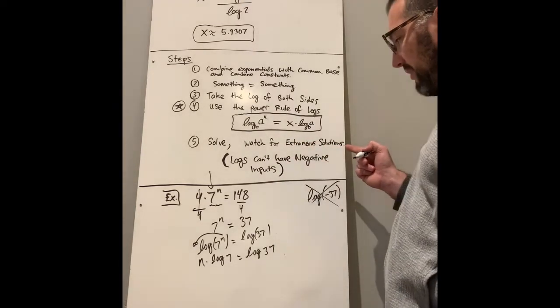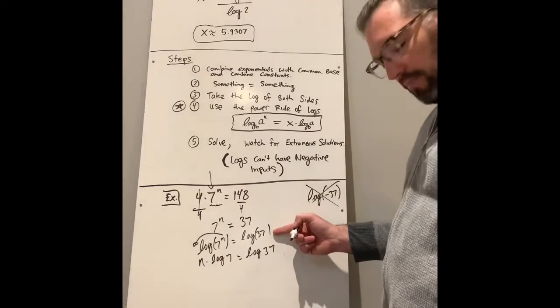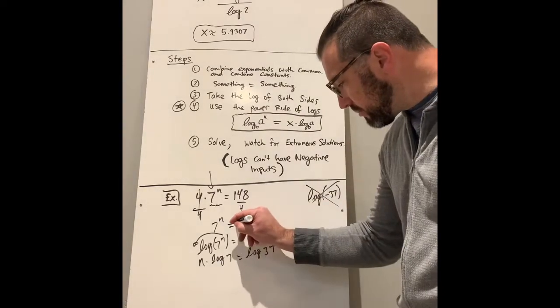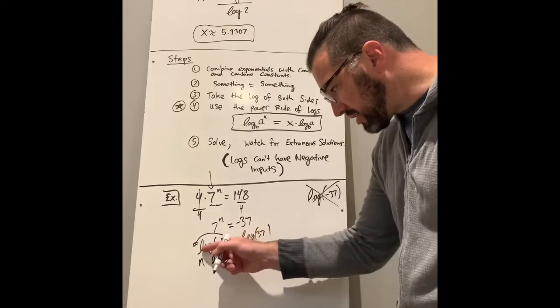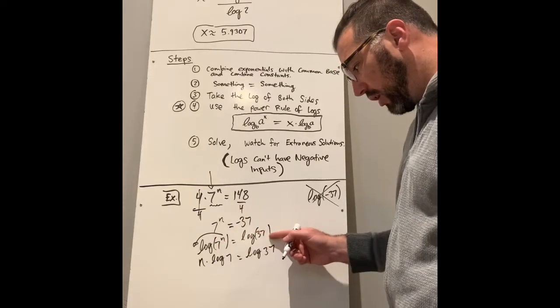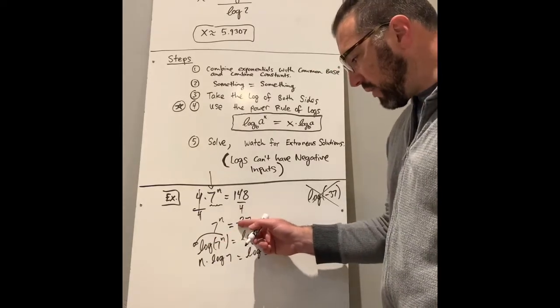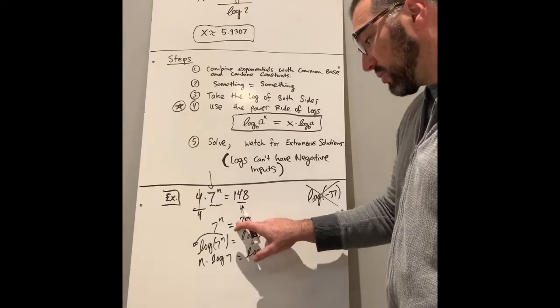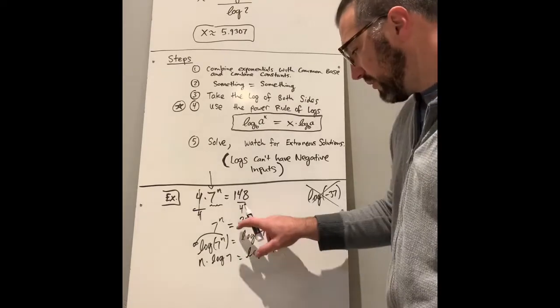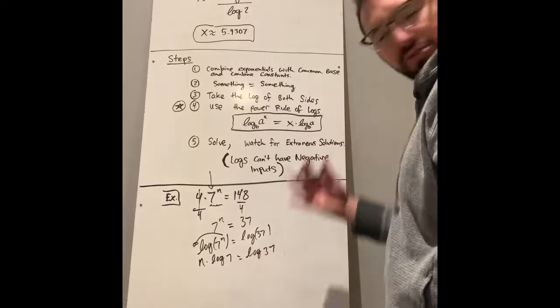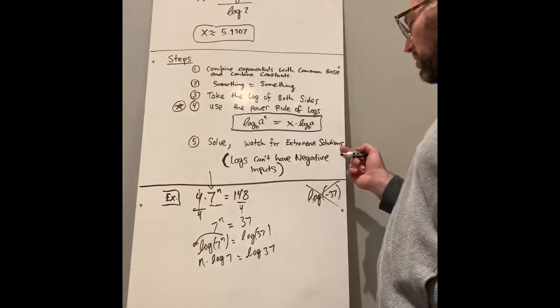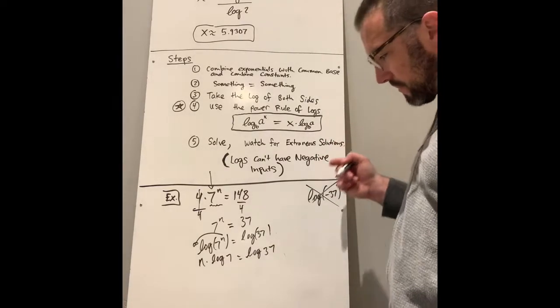And so you still need to watch for that. If you end up having an extraneous solution, it'll be when you get a negative at the stage where you take the log of both sides. If you have a negative that you're ever inputting into a log, then you can't solve. No solution. It's an extraneous solution. And so make sure you're looking out for those, okay?